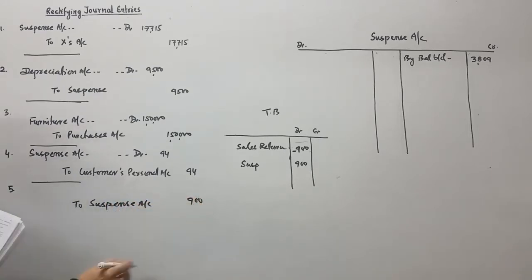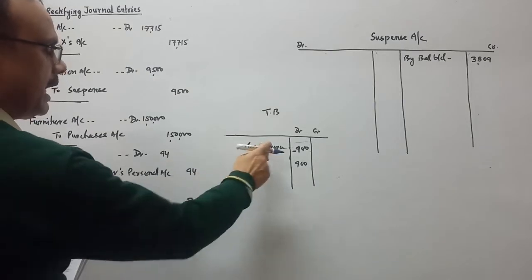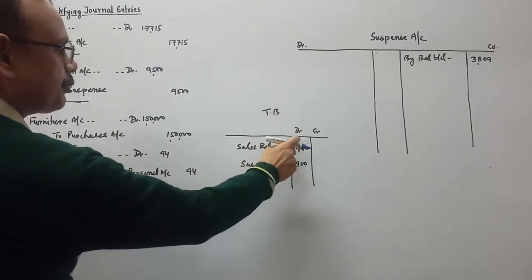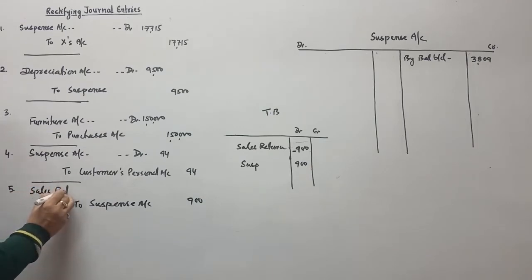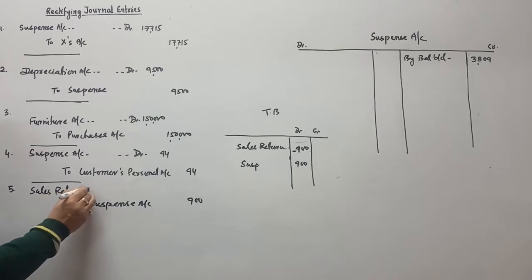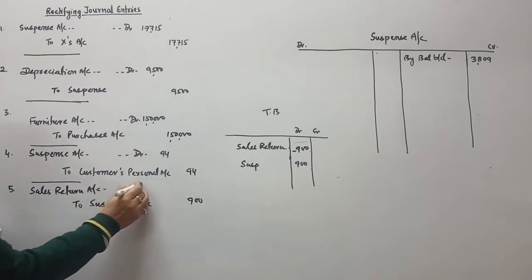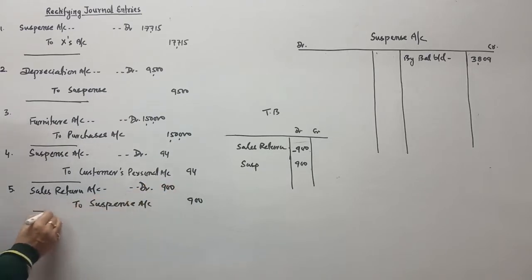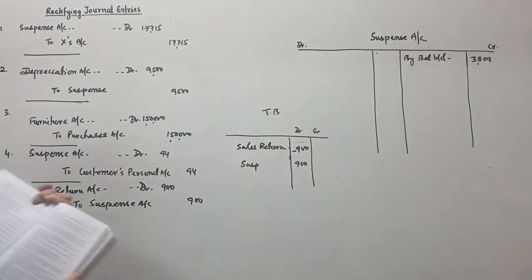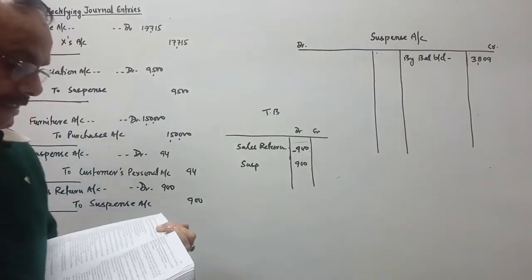First of all, I have cancelled the suspense account, and as our accountant has written 900 rupees less, I have to write 900 rupees over here in the sales return account. Then you have to write on the debit side, sales return account, debit to suspense account. Okay, this is clear.